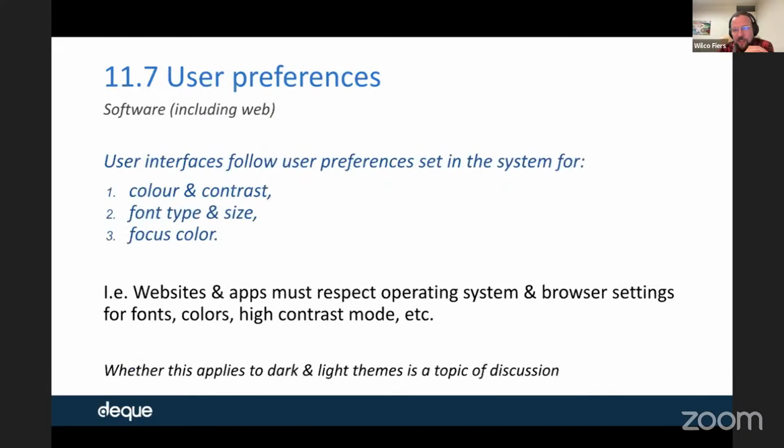Jumping a little bit over the sections in the document that go on just web and documents, we'll go on to user preferences, which is section 11 under software, and this includes web. User interfaces following user preferences set in the system for color and contrast, font type and size, and focus color. So what this comes down to, if you've got an operating system or a browser where you configure your preferred colors, your preferred contrasts, font sizes, the websites or the apps that operate within that browser or within that operating system have to respect these settings. If the user says, I want this color, I want this font, I want this font size, those fonts have to be used. There's a little bit of an ongoing debate on whether or not that includes dark and light themes.